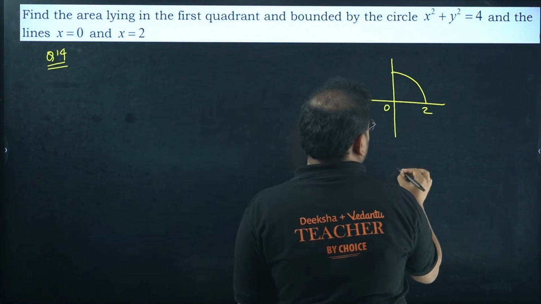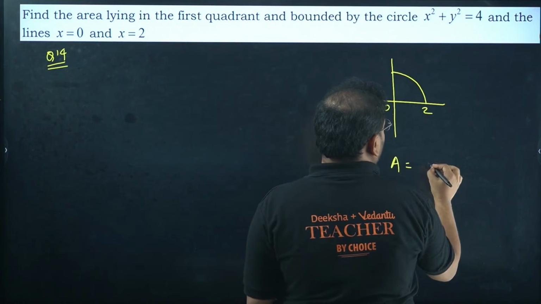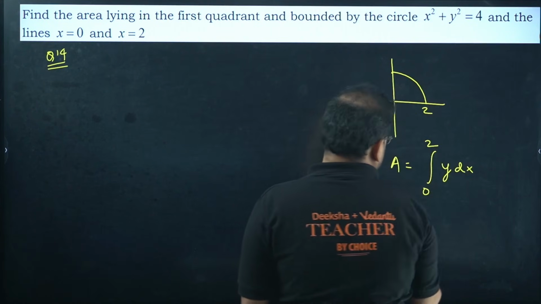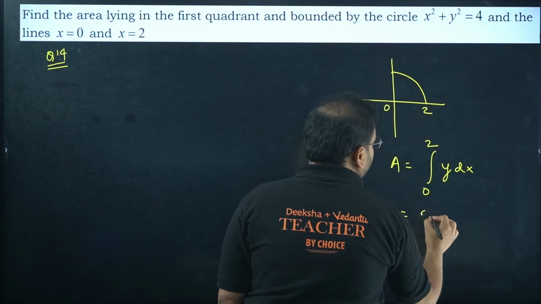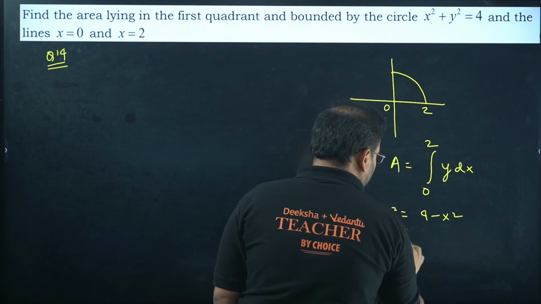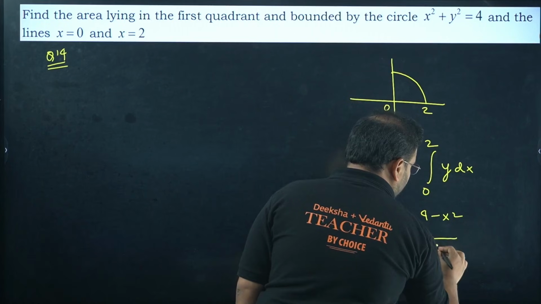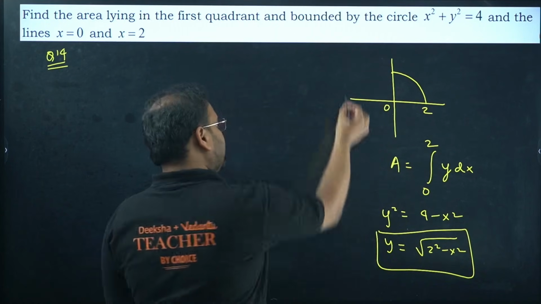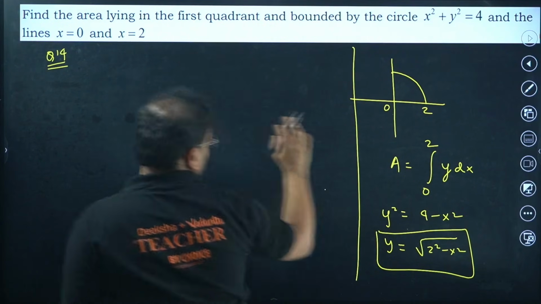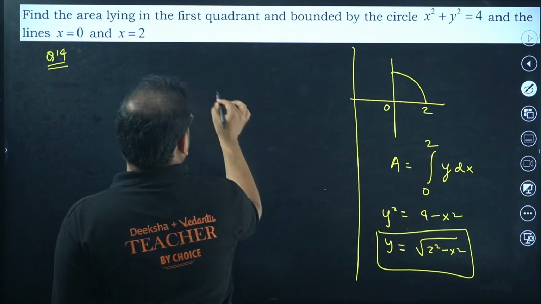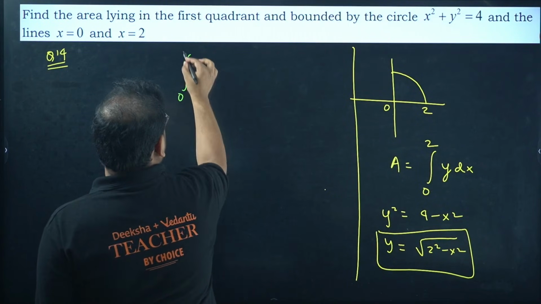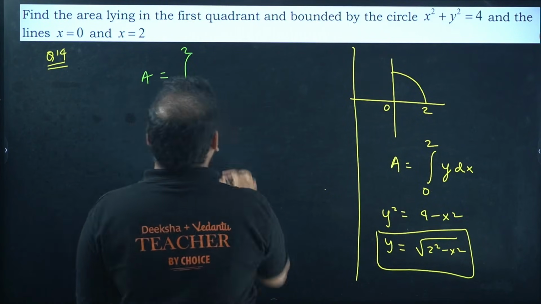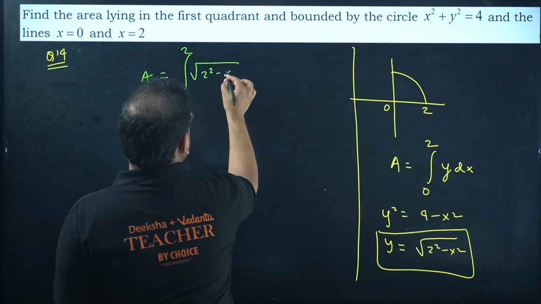So we can find the required area by integrating the function y dx from 0 to 2. How do you find y, sir? Same approach. Y square is 4 minus x square. So y is root of 2 square minus x square. Integrate. So integrating this, we'll have 0 to 2, my required area A, of root of 2 square minus x square dx.